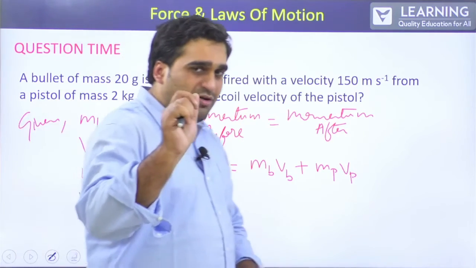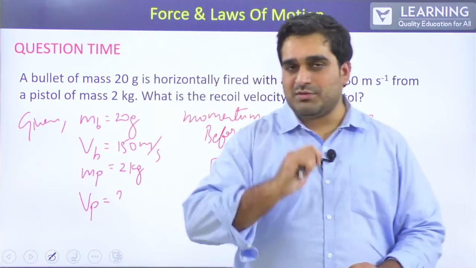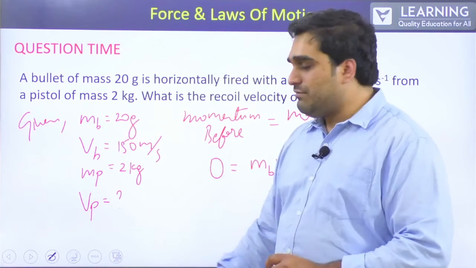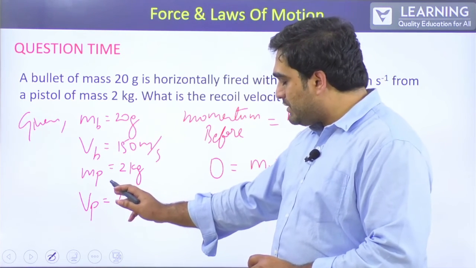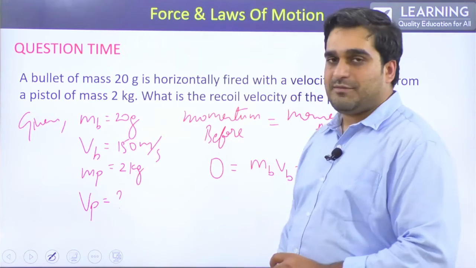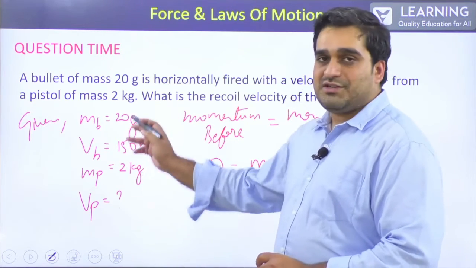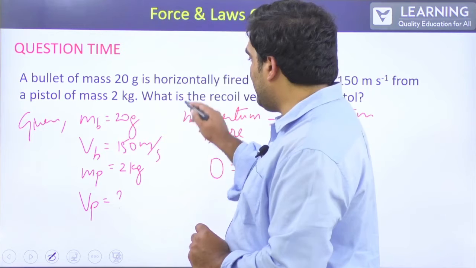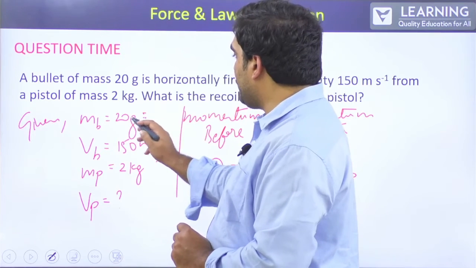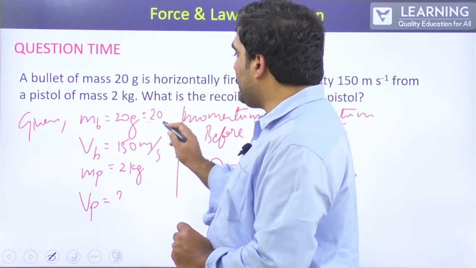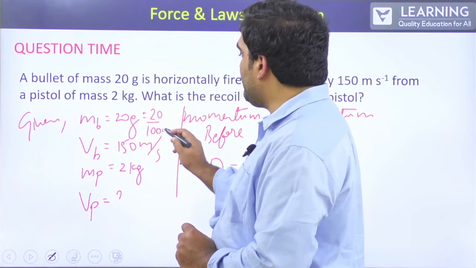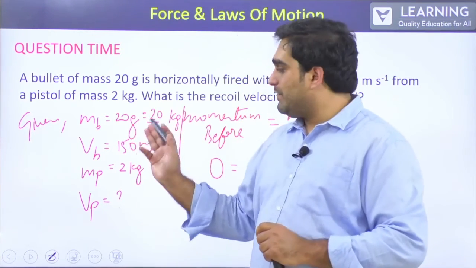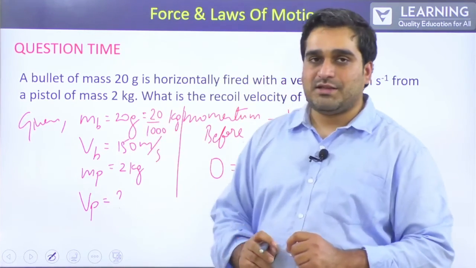But there's a slight problem here. What is the problem? The mass of the bullet is given in grams and the mass of the pistol is given in kg. Two different units. So we have to change it to the same unit. So let's convert grams to kg. 20 by 1000 of a kg. See, we have converted it to kg.